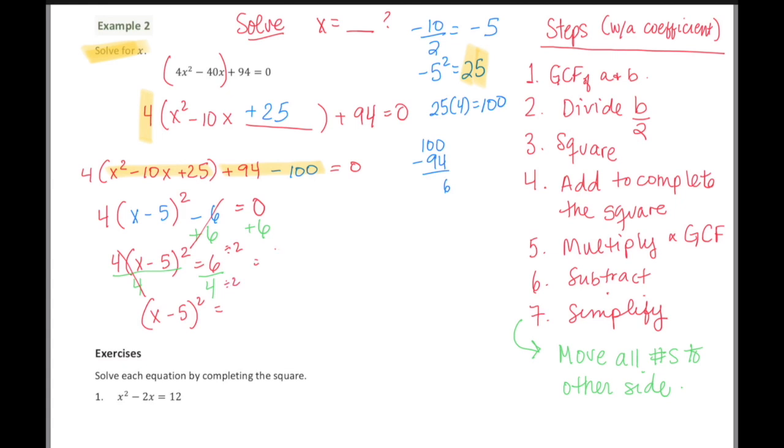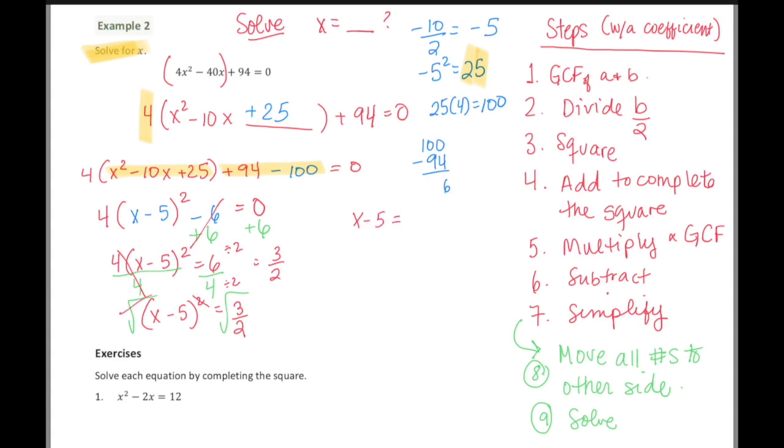Now, you could reduce this. You could keep it as 6/4. Either way, you're going to end up with a fraction. Keep it as a fraction. Please do not turn this into a decimal. Last step, you're going to go ahead and solve. So I'm going to get rid of this exponent, and I'm going to take the root. So now I'm going to have x minus 5 equals plus or minus the square root of 3/2.